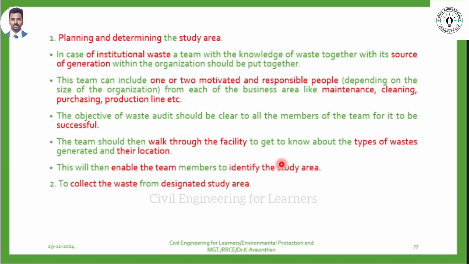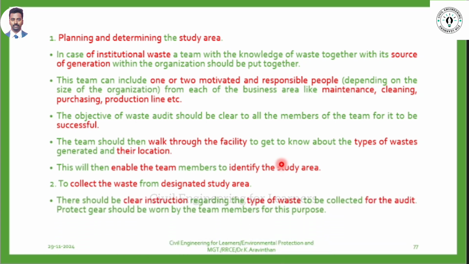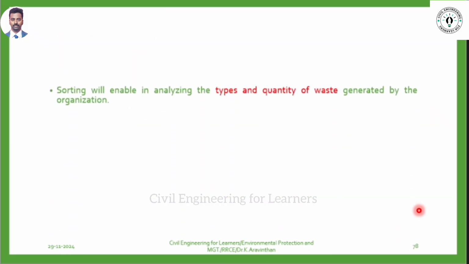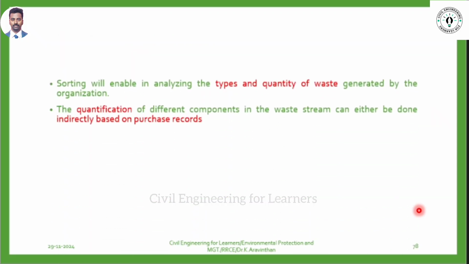Second thing is to collect waste. First one is plan. You go to a site and then you collect some samples. While collecting the samples, you can do sorting out, clear instructions, what are the types of waste for this audit, and third thing is you can sort. The types of waste quantities which I have discussed already.